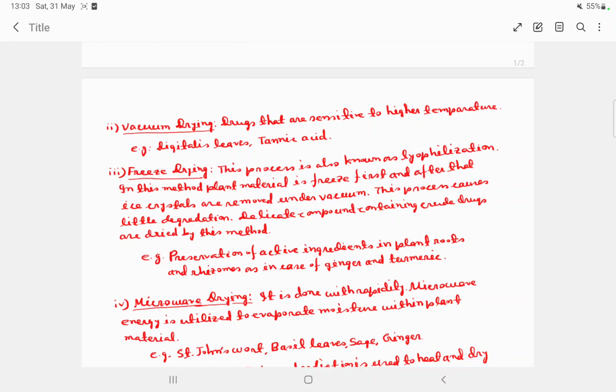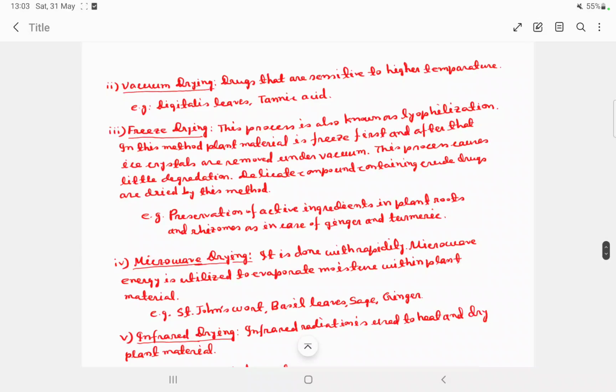Freeze drying: this process is also known as lyophilization. In this method, plant material is first frozen and after that ice crystals are removed under vacuum. This process causes little degradation, so it is a good process of drying. Delicate compound containing crude drugs are dried by this method. For example, the preservation of active ingredients in plant roots and rhizomes, as in the case of ginger and turmeric, is carried out by freeze drying methods.